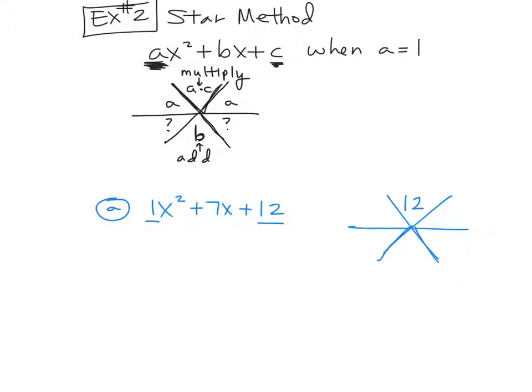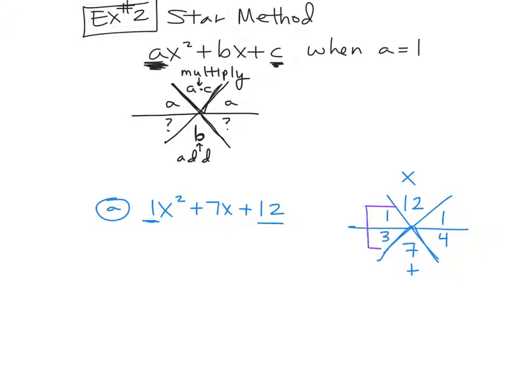Right, because your A term is going to be 1 for these first however many that I do. Okay, what's going to go down here? That's your 7. That's your B. Your A term is a 1, so these are both 1s right now. And now you ask yourself the question, what can I multiply to get 12, that I can add to get 7? 3 and 4. So you put a 3 down here and a 4 down here.